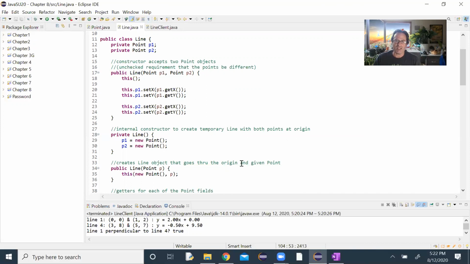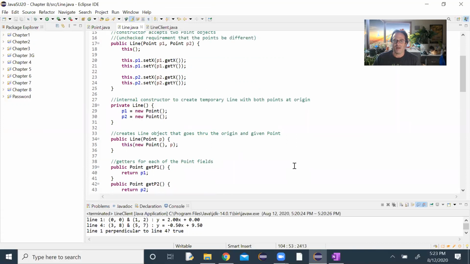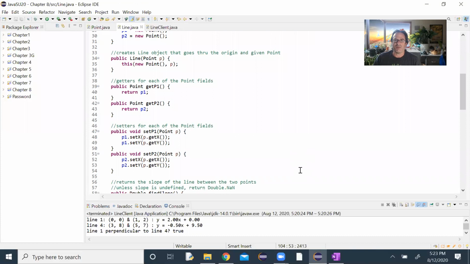And then we used three constructors: a default constructor of no points, a private constructor that creates an empty line with both points at the origin. Again, that's impossible, but it's a way to have an empty line. And then the second constructor has a single point coming in, and that's a line through the origin and that point. Then we had getters and setters for both of the points. Those are pretty straightforward.